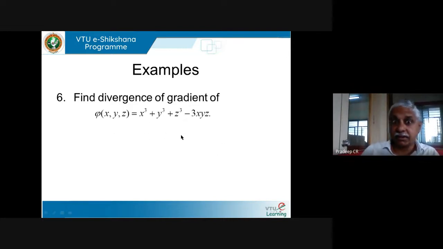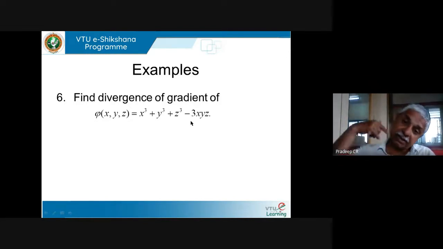So let us now complicate our life. Now I know how to find gradient, I know how to find divergence. We put them together, which means I start with the scalar function phi(x, y, z) equals x cubed plus y cubed plus z cubed minus 3xyz. The question is, find the divergence of the gradient of this. That means first I will find the gradient of this, then I will find the divergence of that gradient.